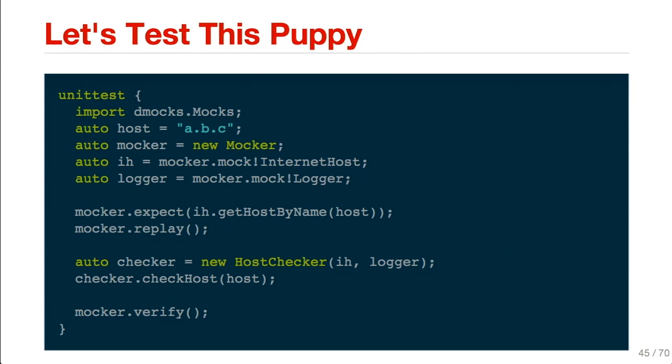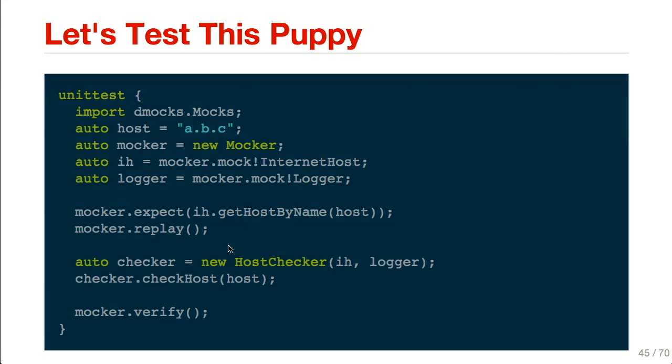In this case, I'm using dmocks to create a mock of the internet host class and a mock of the logger class. Mock frameworks generally have some way of recording and then replaying a series of events. So in this case, I'm going to say, hey, mock internet host, we're going to call getHostByName and pass in the host a.b.c, and that's what you're going to expect.